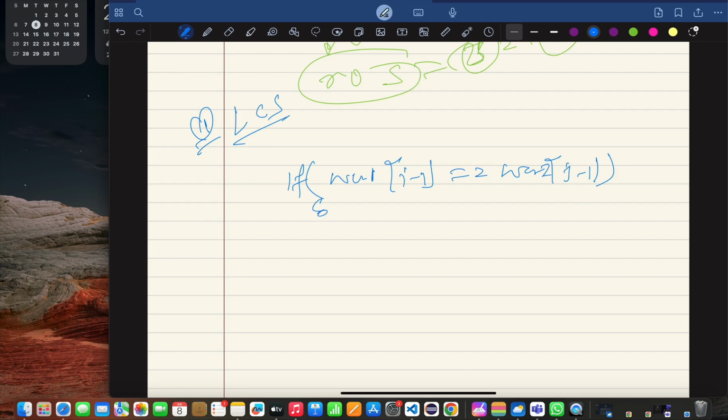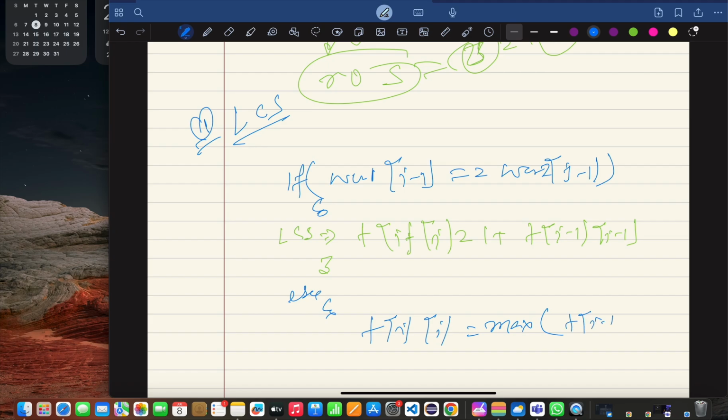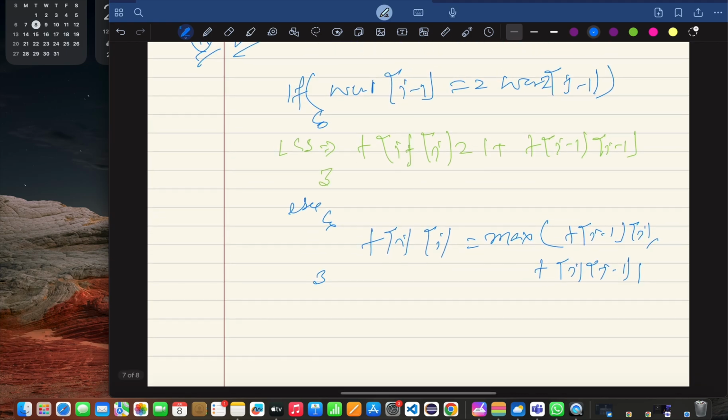In LCS, what we were doing was t of i of j equals 1 plus t of i minus 1 of j minus 1. Else, we were doing t of i of j equals max of t of i minus 1 of j and t of i of j minus 1. And at the end we were getting the answer in t of n of m.